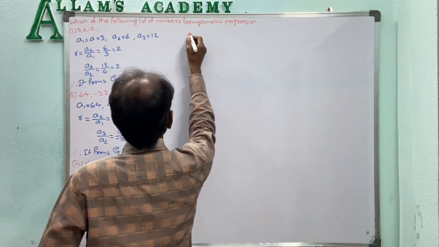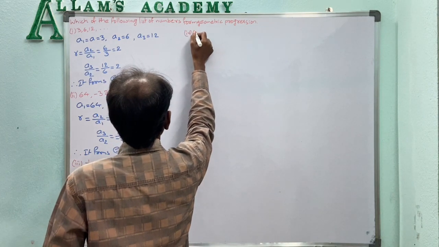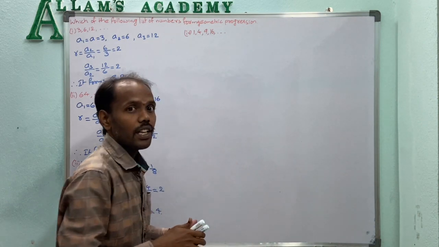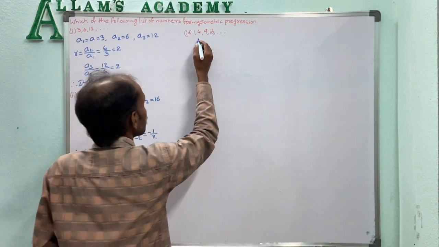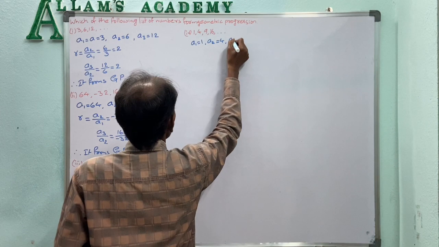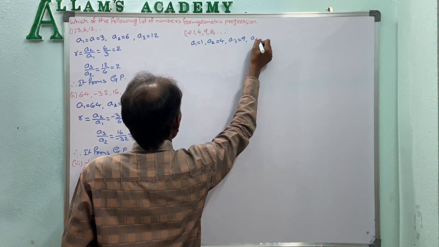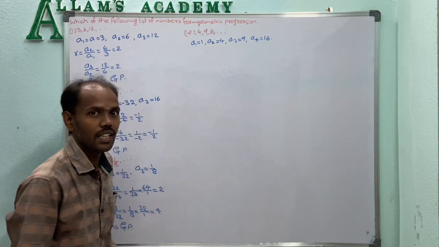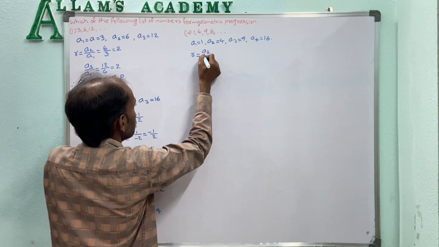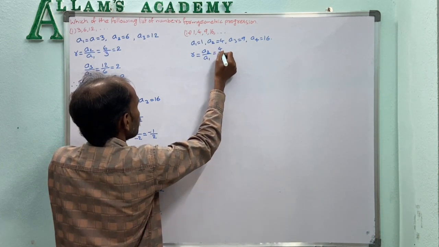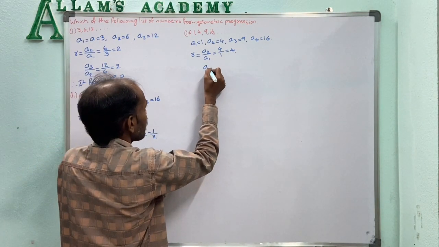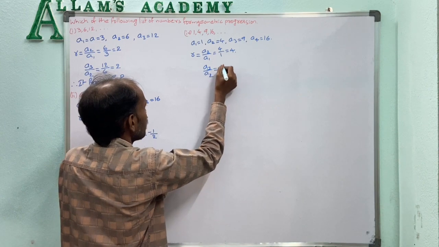Now another problem: the given list is 1, 4, 9, 16 and so on. Now in this series the first term a1 is equal to 1, the second term a2 equals 4, the third term a3 equals 9, and the fourth term a4 equals 16. Now if we find the common ratio, r is equal to a2 by a1, that is 4 by 1. 4 by 1 is nothing but 4 only. Now the third term by second term, a3 by a2, that is 9 by 4.